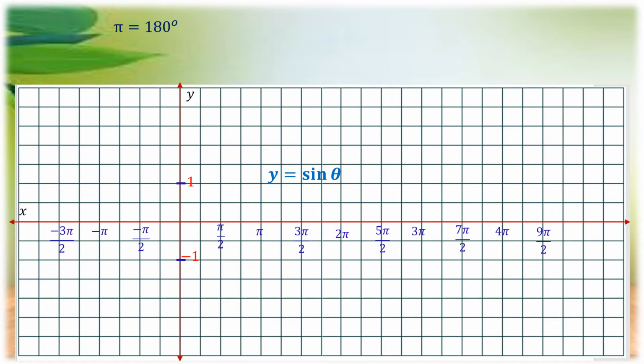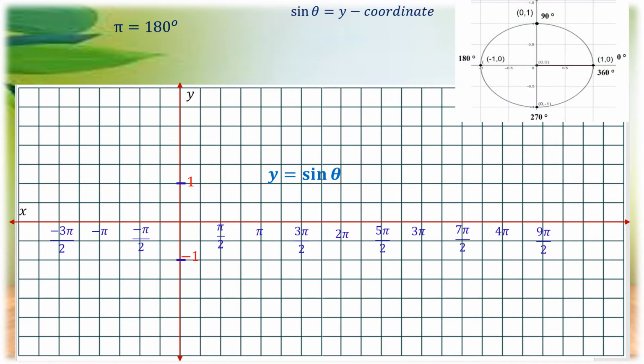Now, we will base our answer for the y coordinate using the unit circle. So, to get sine theta, it will be equal to your y coordinate. So, sine 0 degrees will be equal to 0. Then sine 90 degrees will be equal to 1.